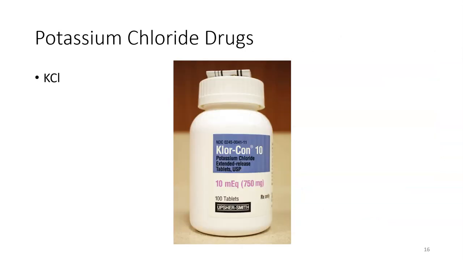Now, potassium chloride drugs are potassium chloride. So the abbreviation for potassium chloride is KCl, and the chloride is capital C, lowercase l. That's not an I. So it's KCl. And again, potassium's elemental symbol is K. So brand name Klor-Con, and they use the capital K for potassium chloride, kind of merging it together.